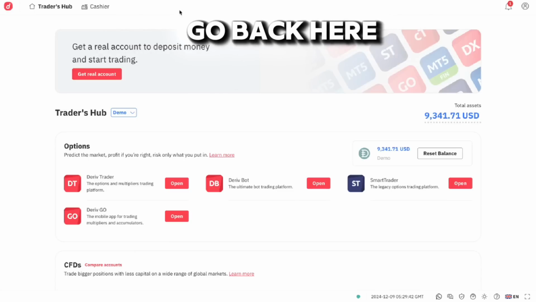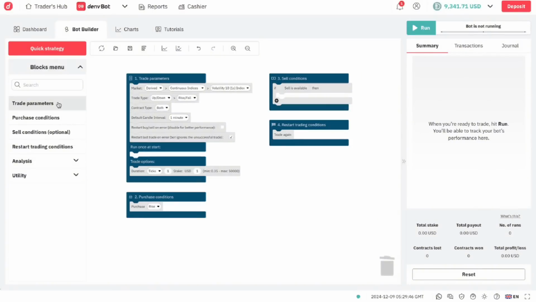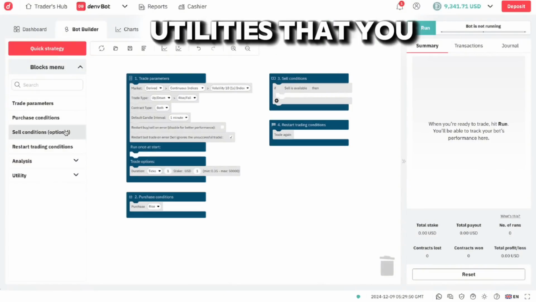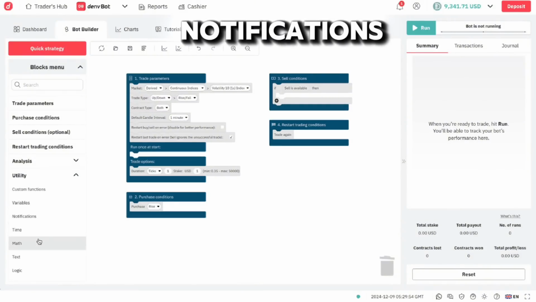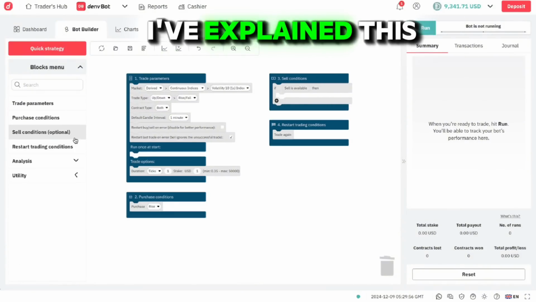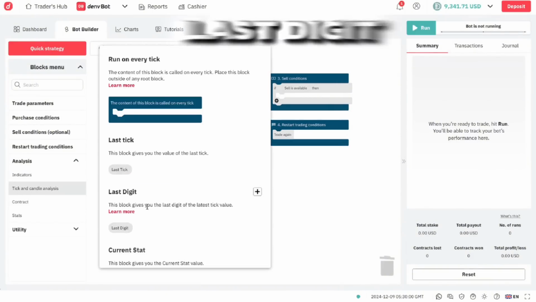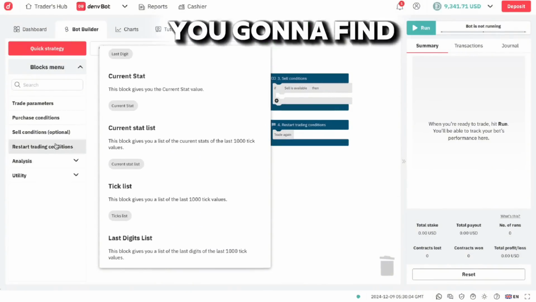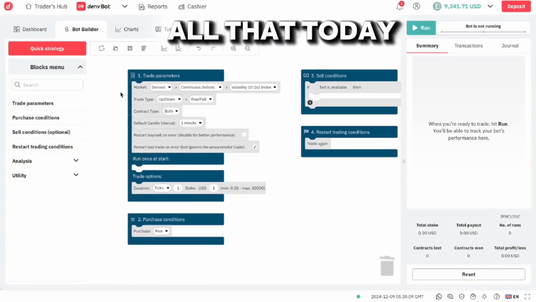So let's go back here. This is the bot builder. On the left-hand side, these are the utilities that you use to create the bot. So you have variables, notifications, time, math, text. I've explained this quite a few times. Analysis: you need tick analysis, the last digit, the current stat list, all of them, you're going to find them here. The purchase conditions, but I'm not going to show all that today.